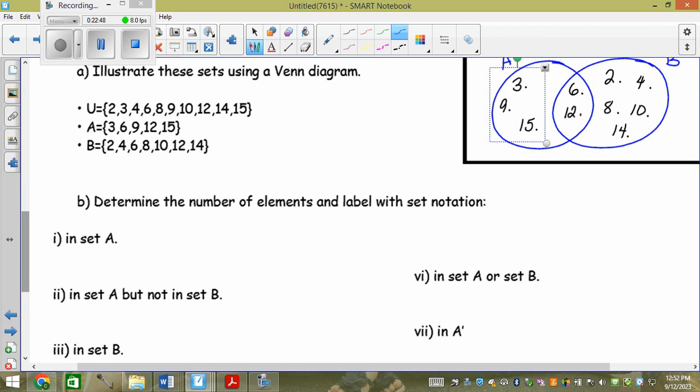Okay. So determine the number. See this here? The number of elements. So do I want you to list what elements there are? I want the number of elements. Remember, we could represent that like this. How many elements are in A?